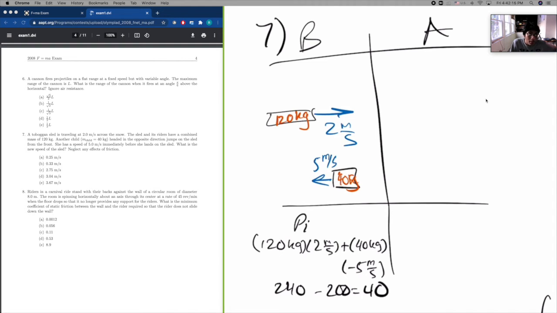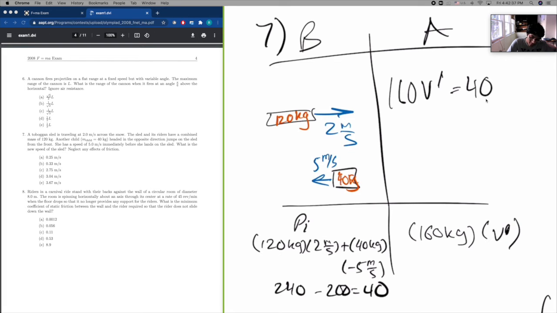Well, now, after she lands on the sled, what is the new speed of the sled? The sled is going to have a new mass of 160 kilograms, but we're trying to find its new velocity. So let's call that v prime. I know that doesn't look like a prime, but whatever. Now we can just set these equal to each other. 160 v prime is equal to 40. So v prime is a fourth of a meter per second, which can also be written as 0.25 meters per second, which looks like choice A.